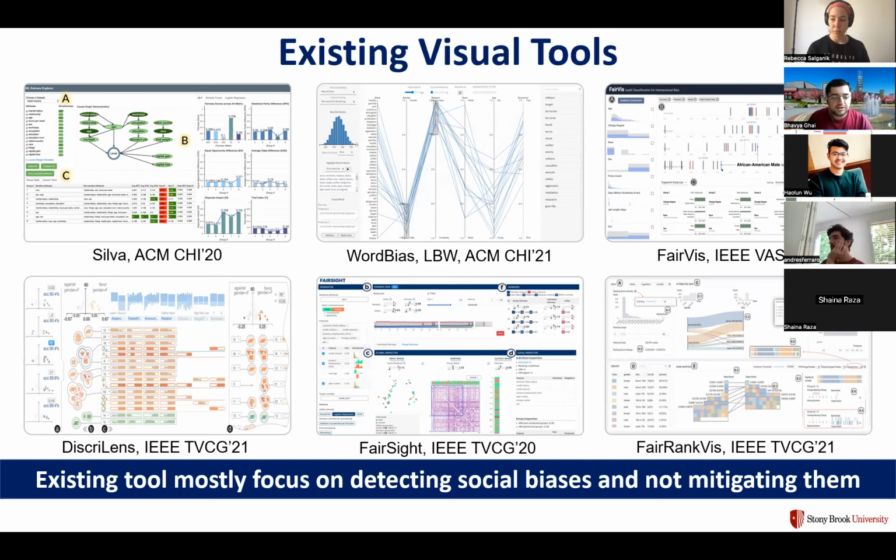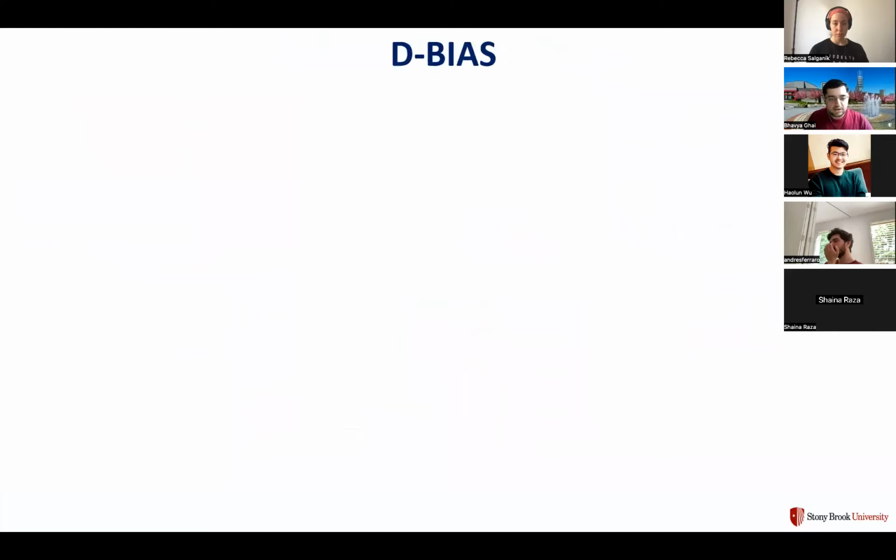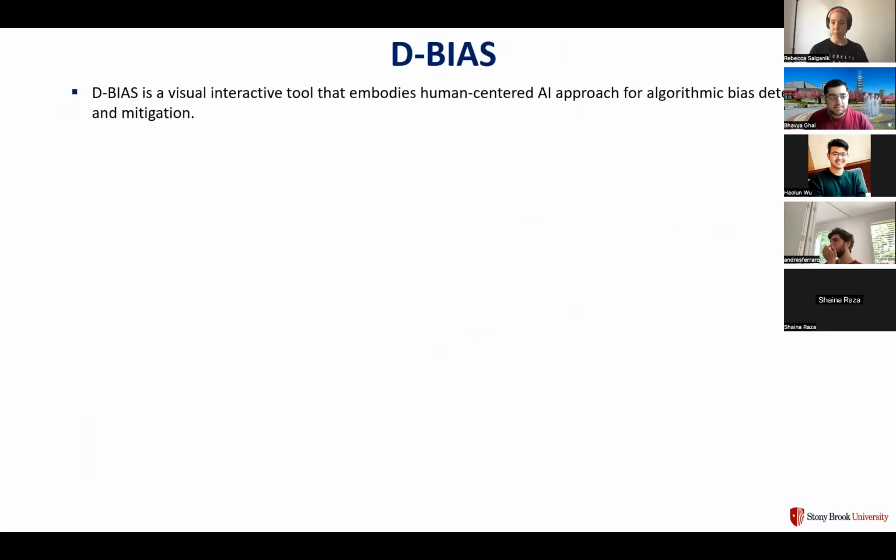This work, D-bias, relates most closely with this first tool here, that is Silva, because this tool also uses a causal network in the interface. But again, this tool Silva is only limited to bias detection and not mitigation. So our tool goes a step further in doing that. Now let's talk about D-bias. D-bias is a visual interactive tool that embodies a human-centered AI approach for algorithmic bias detection and mitigation.